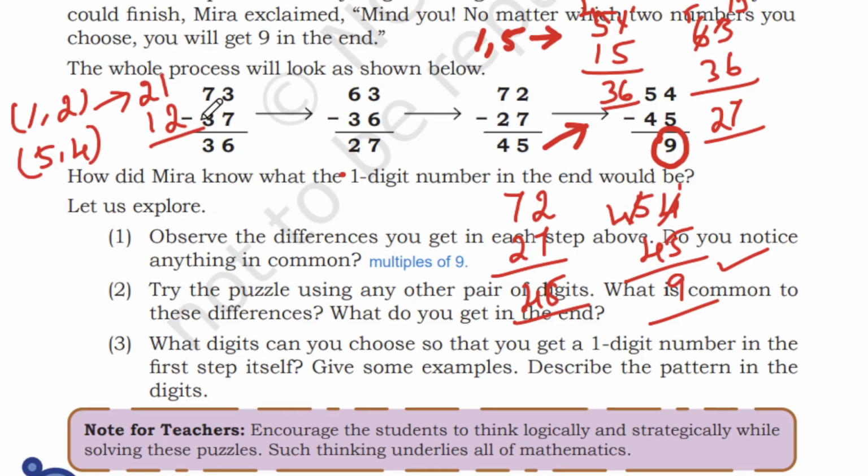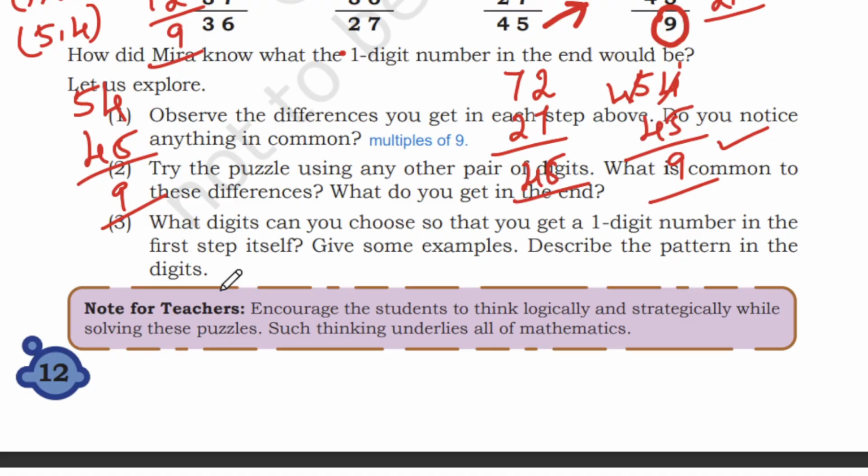Okay, so if you have 21 here, 21 minus 12 is 9. Likewise, we have 54. The bigger number is 54, the smaller number is 45. So 54 minus 45, again you will get 9.